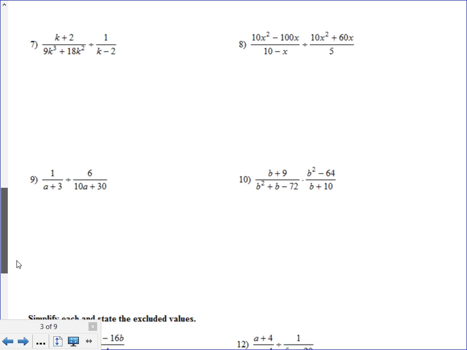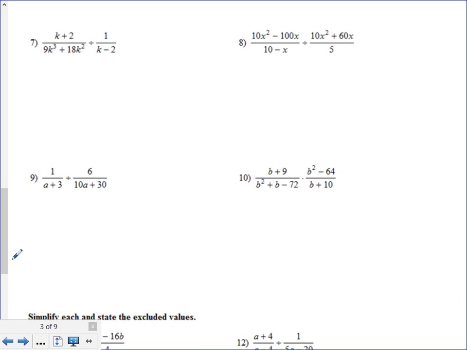Look at number 7. And let's follow our steps here. First of all, what do we need to do? It's a division, so flip it. Leave the first one the same. Take the sign and make it into multiplication. Take the second one and flip it.